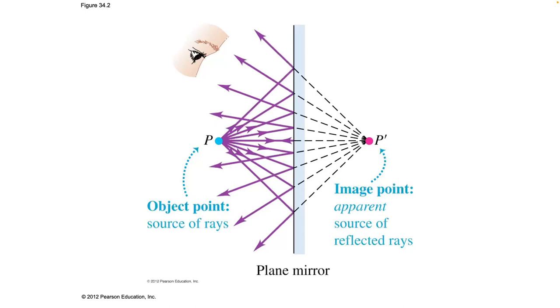So images can be upright or inverted. They can be real or virtual. They can also be magnified or reduced.